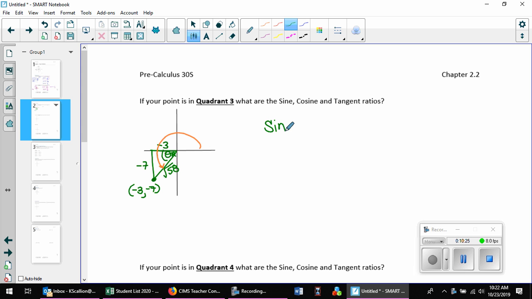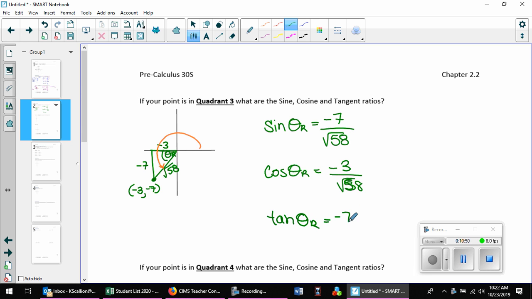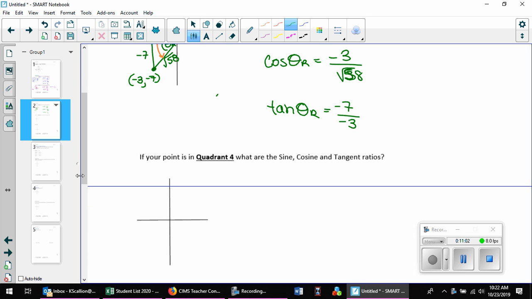Sine. I bet you guys do this one. -3 over root 58. And tangent. Okay, so a little piece of your math teacher dies when you do this. We never write it as a negative over a negative. Sorry, I'll scroll up. We never write it as a negative over a negative because a negative divided by a negative is a positive. So I wouldn't write it that way.